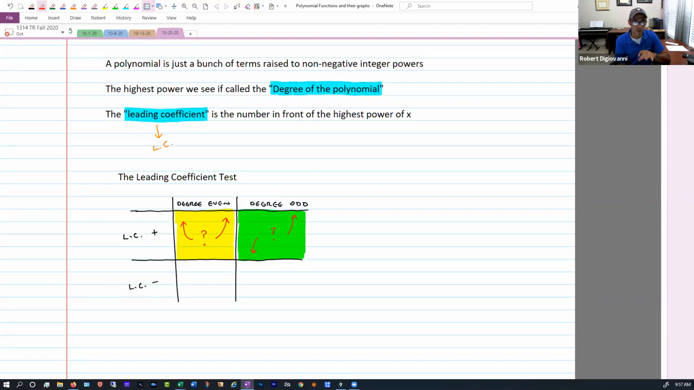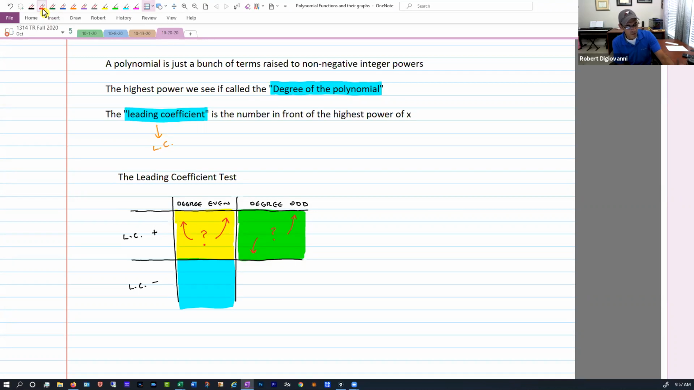Okay, so this table right here that I'm drawing, I would put this on the cheat sheet, your formula sheet that you're allowed to have on the test. This is a reference for you. Okay, let's talk about the blue. In the blue, is there anyone that doesn't understand how to determine the degree or the leading coefficient for each of these boxes? We're okay?